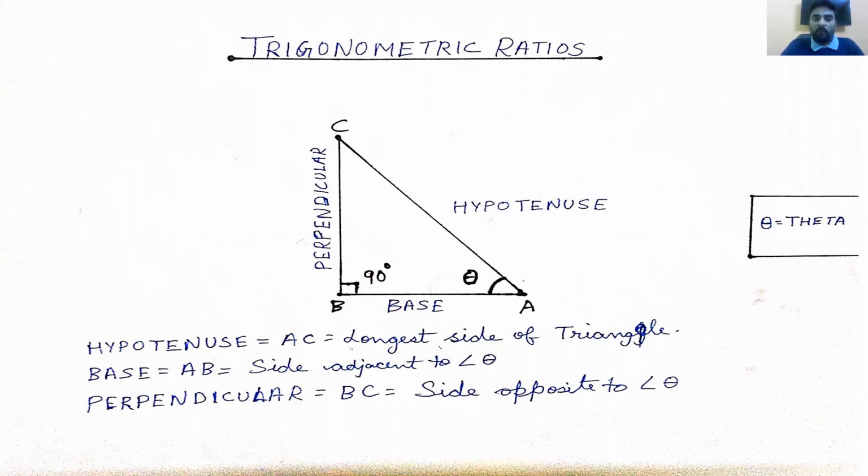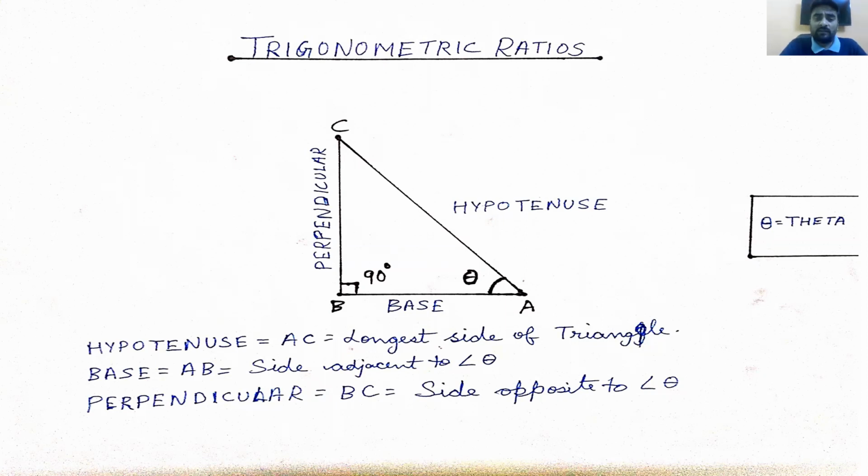Now, what is this trigonometry? Trigonometry is a specific branch of mathematics which deals with angles and sides of a right angle triangle. I believe you can see a right angle triangle on your screen right now. The triangle is ABC. You can see angle B is a 90-degree angle. Also, you can see that I have given a specific name to angle A, which is theta. In this class, we will be denoting angle A as theta only.